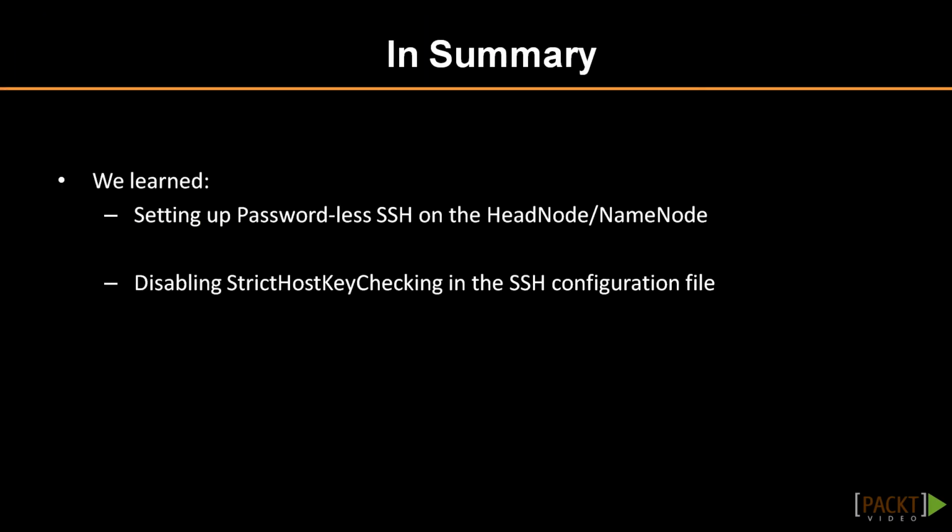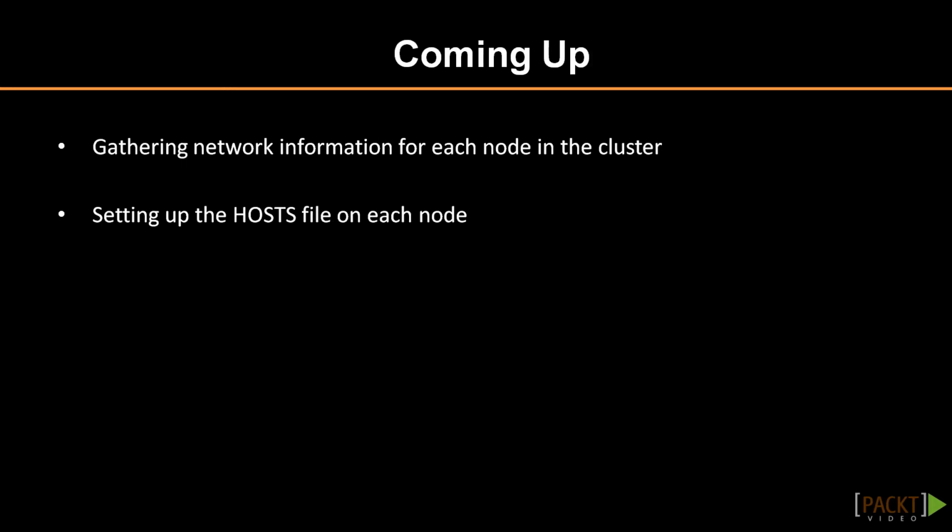In this section, we learned how to set up the head node to utilize passwordless SSH. We started by making sure we had our private key file in the right place, followed by the right permission setup. Next, we learned how to change the SSH configuration file so that we do not need to do strict host key checking. In the next video for this section, we will learn how to gather all the information we need from a networking perspective. We will then get the network address information for each node in our cluster and configure the host file.